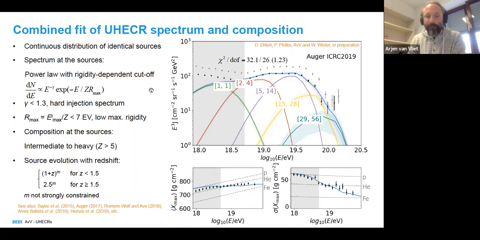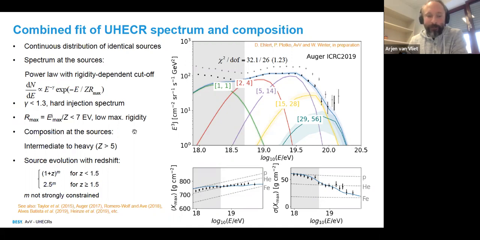So this is rigidity dependent. This means that particles with a higher charge get accelerated to higher energies, which is generally what you expect for cosmic ray acceleration, because most of the acceleration processes depend on magnetic fields in some way. So a stronger charge of the particles means that you get stronger deflections in magnetic fields, so that you can get these particles accelerated up to higher energy.